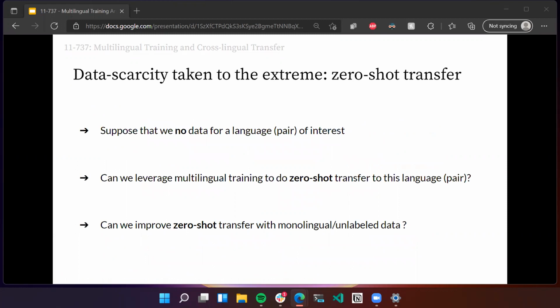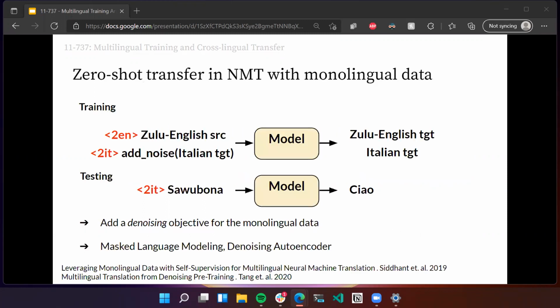So another thing you can do, if you have access to unlabeled data, which is a fair assumption, since monolingual or unlabeled data tends to be more abundant than labeled data, is add a self-supervision or denoising objective to your model. If you had Italian monolingual data, you could, for example, mask your data like BERT and ask the model to predict the masked words. Or you could just pass a prefix and ask the model to autoregressively decode the rest of the sentence. Any generally tried and tested denoising objective would probably work.